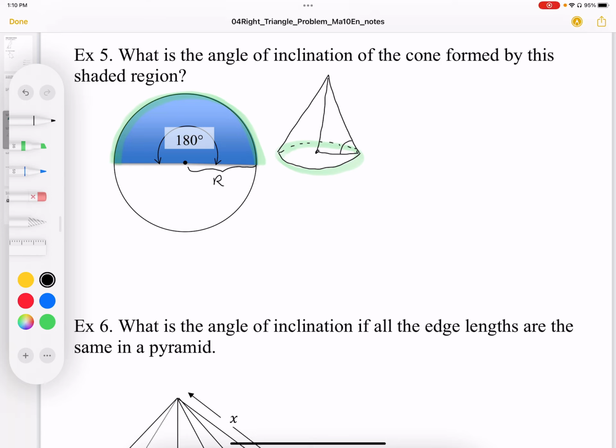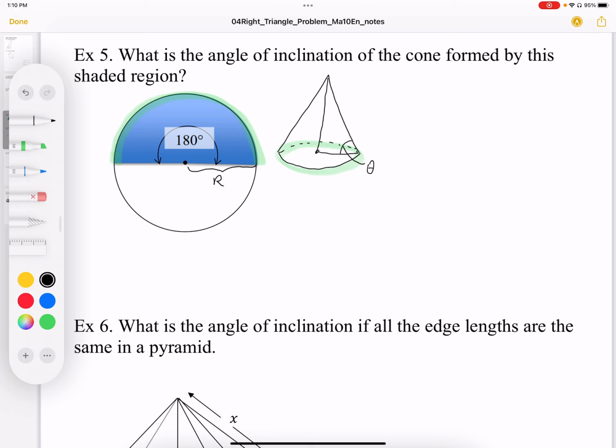So this question asks, what is the angle of inclination of the cone formed by this shaded region? First of all, we want to take this shaded region, which is half a circle, and when we fold it back on itself, it's going to make a cone. And what we're looking for is the angle of inclination, so this angle in here, which we'll call theta.